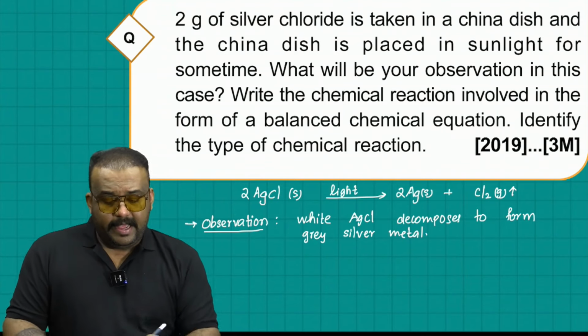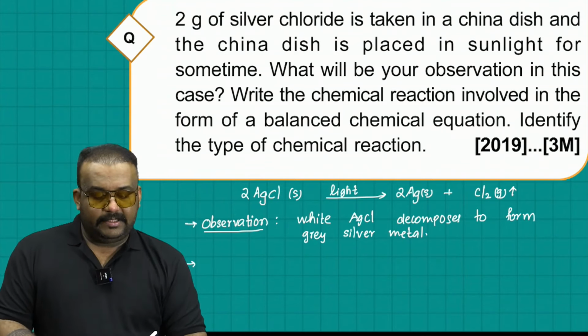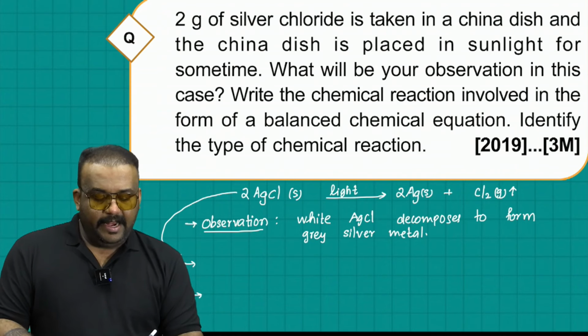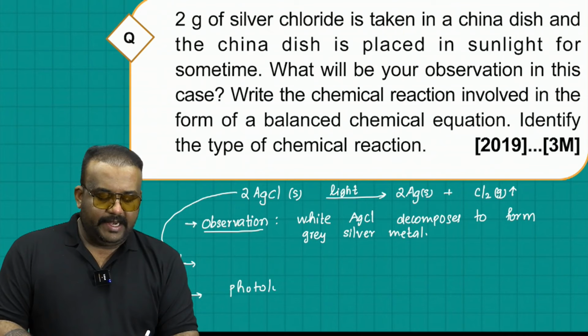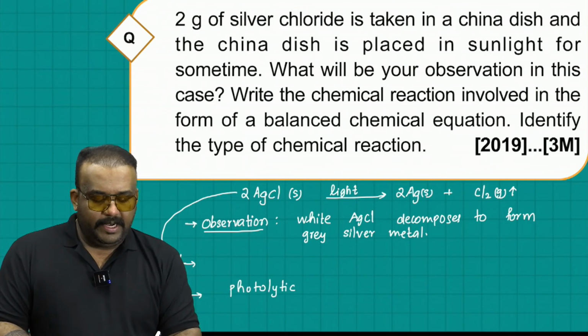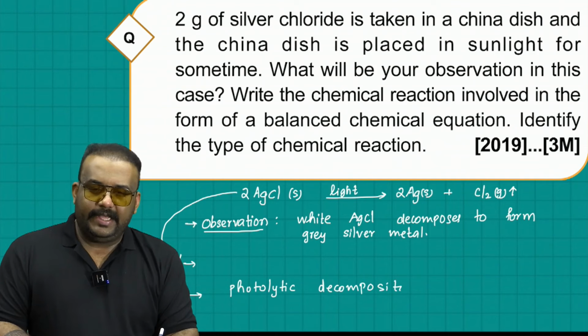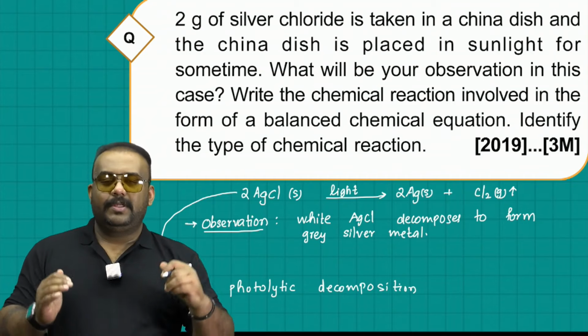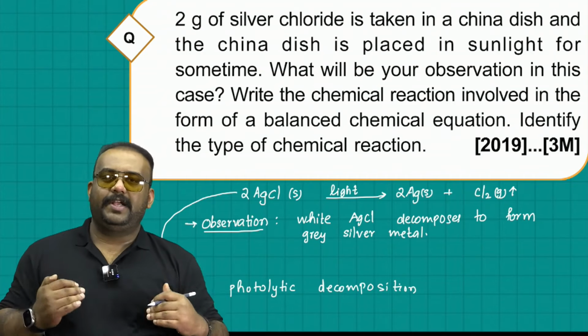That is the observation. And second thing, write the chemical reaction involved in the form of a balanced chemical equation, which we already did. This is the balanced equation. And identify the type of the chemical reaction. So here we can say it is an example for photolytic decomposition or photolysis. Photolytic decomposition. So that is all about the silver chloride decomposition.